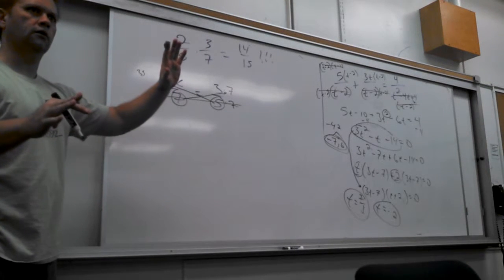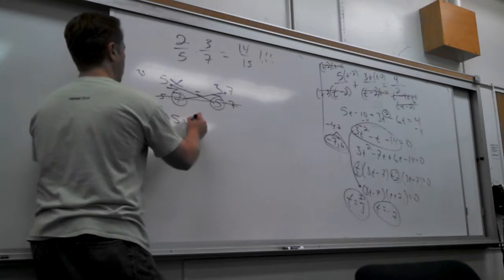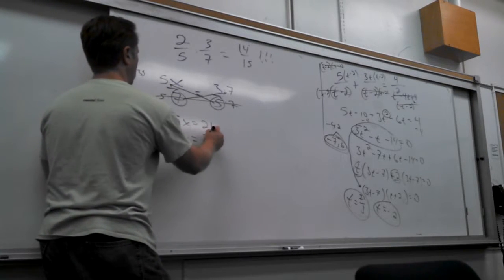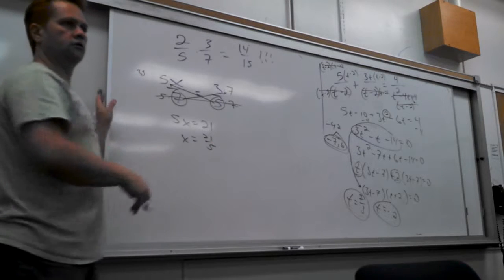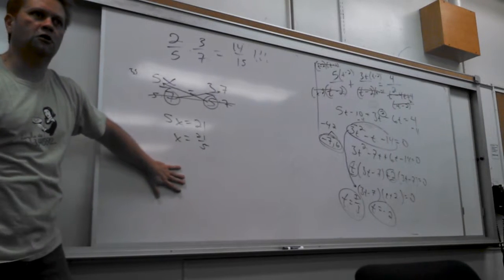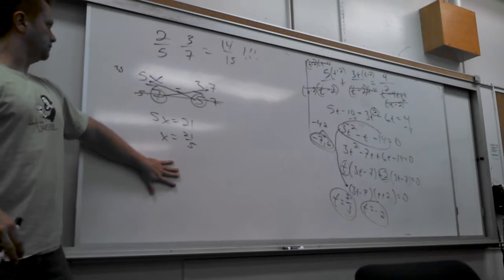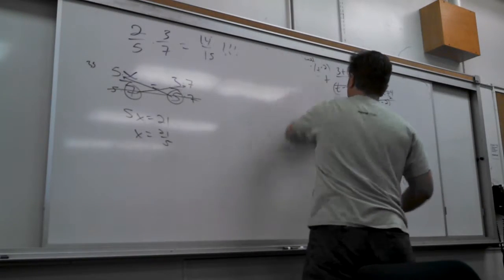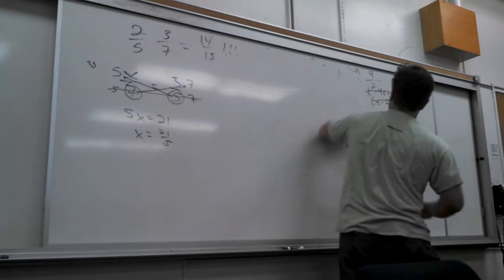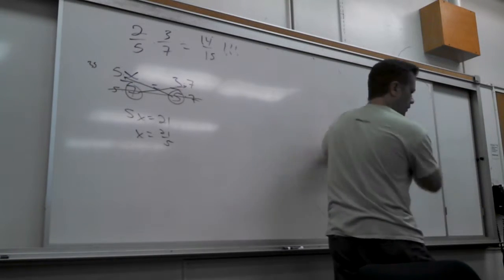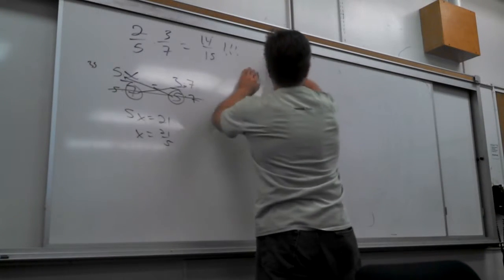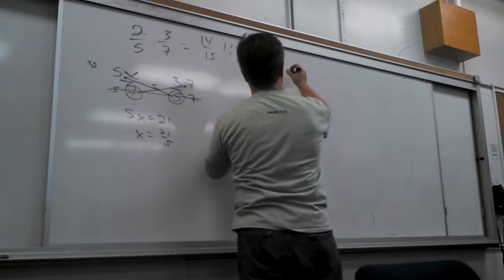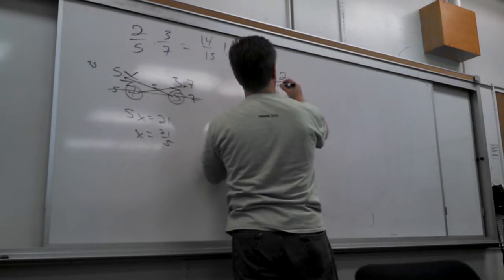How are we doing so far? So it looks awesome, right? I have 5x equals 21. x is 21 over 5. But here's where cross multiplication kills you. If I had a problem like the last problem, in fact, I'll do that here.